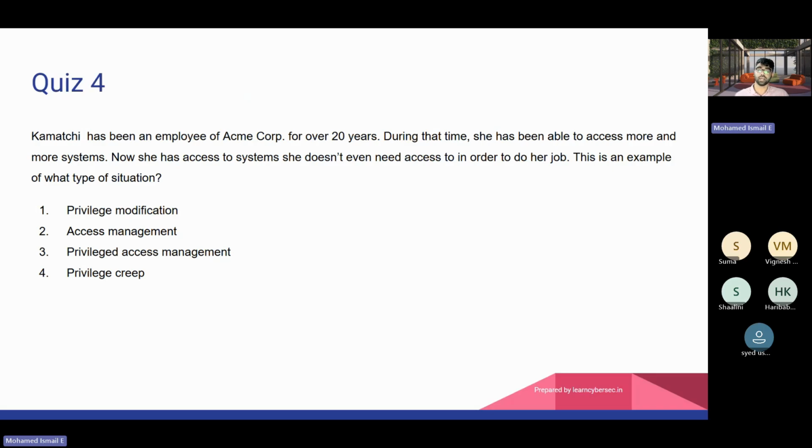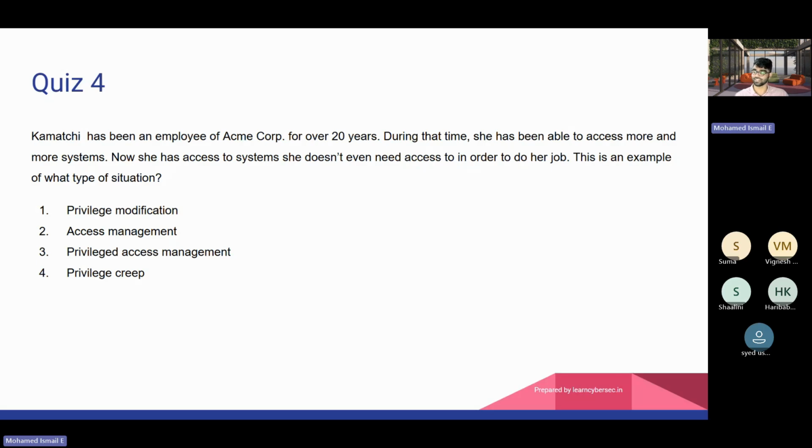Next, Kamachi has been an employee of Acme Corp for over 20 years. During that time, she has been able to access more and more systems. Now she has access to systems she doesn't even need access to in order to do her job. This is an example of what type of situation? Very simple, guys. Take the chat, press the answer.